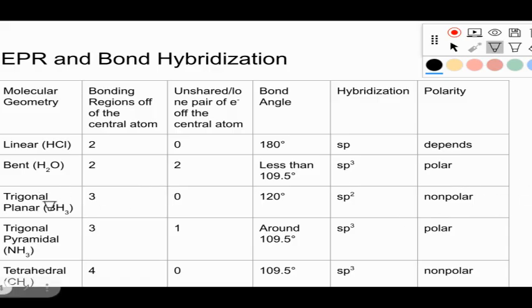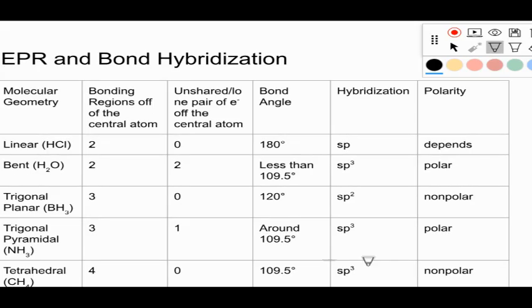Unless, like, there's some rare chances where you could have, instead of 3 of the same thing, 2 of one thing and 1 of a different thing pulling off that central atom, and that makes this change. But for the most part, if we're looking just at the symmetrical shape, then it is nonpolar. Trigonal pyramidal is 3 shared, 1 unshared. It's going to be 109.5 for its angle. We just say less than 109.5 for bent, but it's 109.5 for trigonal pyramidal is what AP accepts. sp3, because there's 4 bonding domains, and it's always going to be polar because it's not a symmetrical shape.